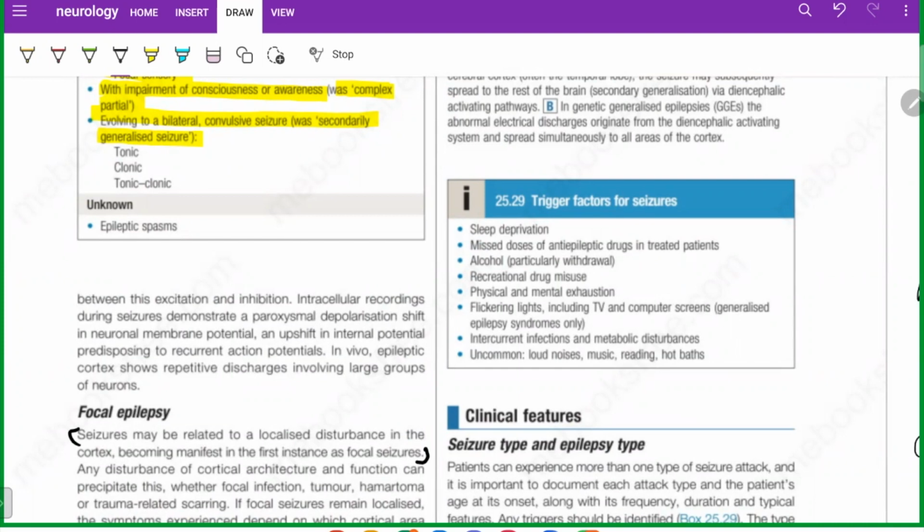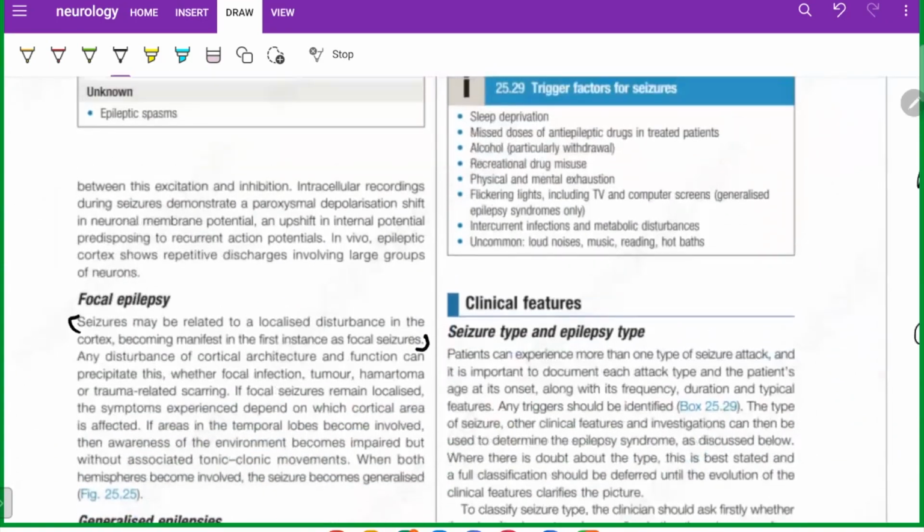இப்போ ஒரு டிவி லைட் ஃபிளிக்கர் ஆகிட்டே இருக்குன்னு வச்சுக்கோங்க, அதுவே வந்து எபிலெப்சி காஸ் பண்ணும். Or some intercurrent or recurrent infections, loud noise, loud music, all these things are the trigger factors for the seizures.